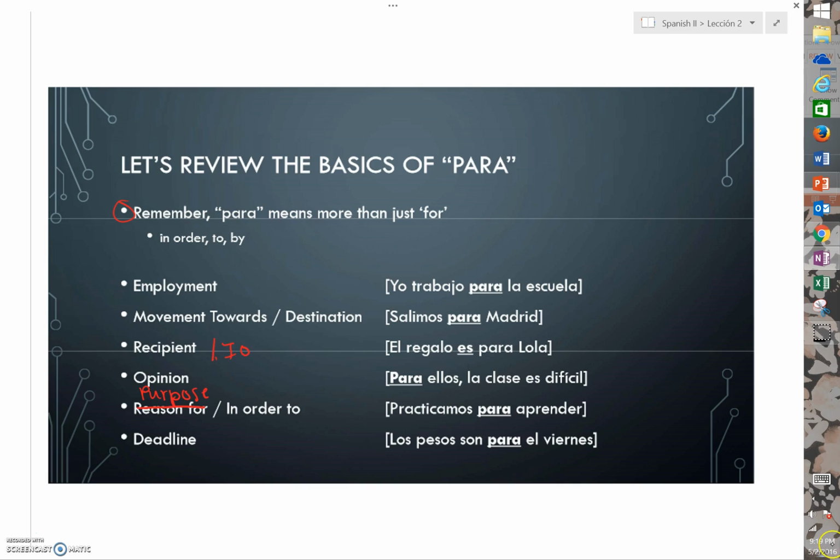I want you to take a minute, I've got some questions for you. Tell me why para is used in each of those sentences. There you have it. You have just learned the basics of para, why we use para.